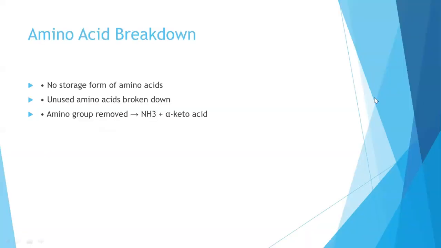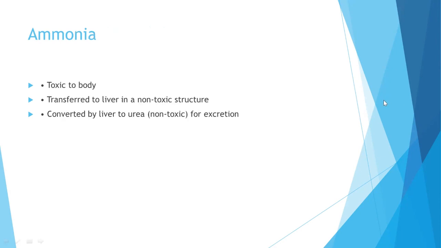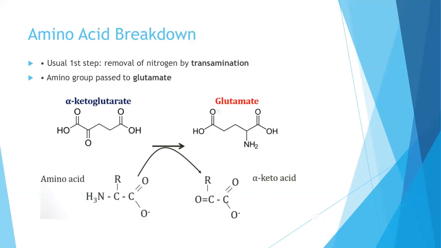Let's first talk about amino acid breakdown. There is no storage form of amino acids, so unused amino acids need to be broken down. When the amino group is removed, we have ammonia plus alpha keto acid. We have to remove this ammonia. Ammonia is toxic to the body, so it is transferred to the liver in a non-toxic structure and converted by the liver to urea, which is also non-toxic, for excretion.